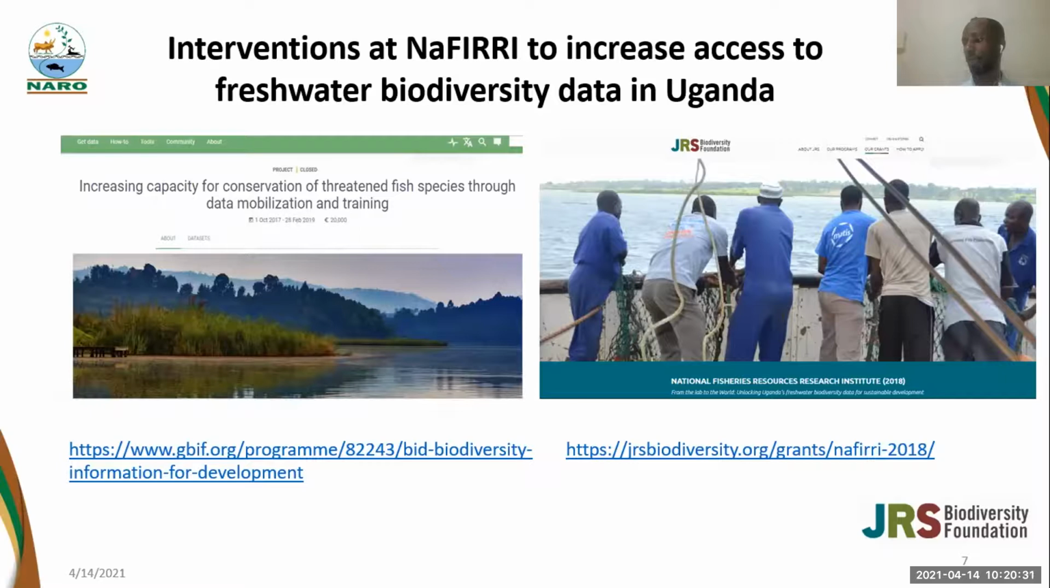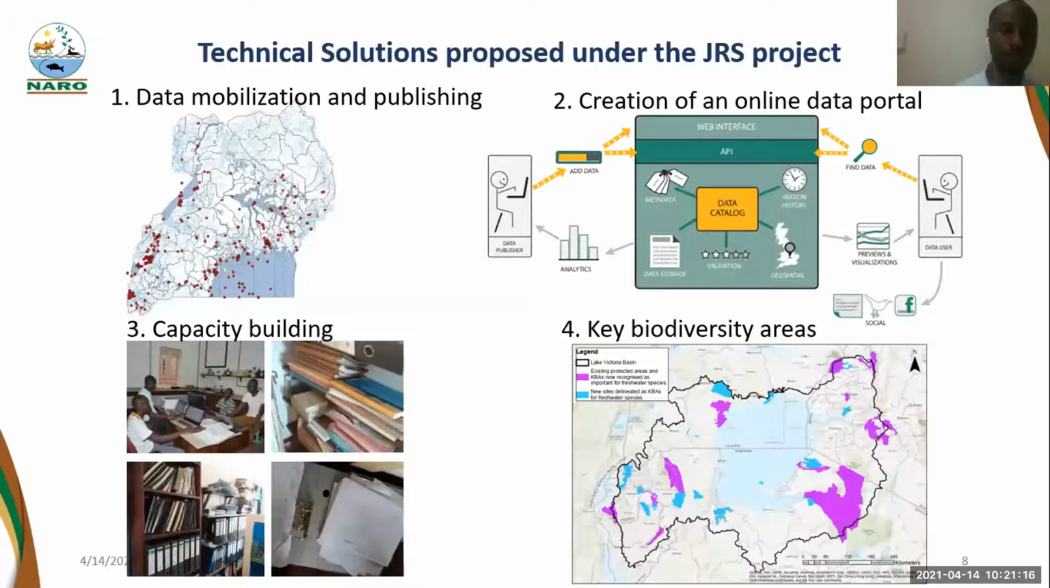In this case, in addition to data mobilization and digitization, we were interested in creating an online database, again tailored to both local and international needs, to increase the use of freshwater biodiversity data in conservation, planning, and recovery of threatened species. So since 2017, we have had two major projects with regard to freshwater biodiversity data and open access.